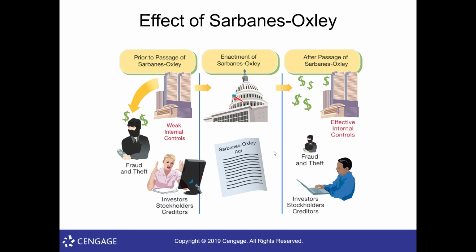So these are lame pictures, but before Sarbanes-Oxley, there was no real requirement to have internal controls. And there was actually, related to Enron and several other companies, fraud and theft. And then they enacted Sarbanes-Oxley, and they think that from effective internal controls, they will eliminate fraud and theft.